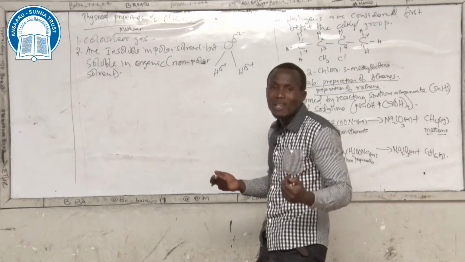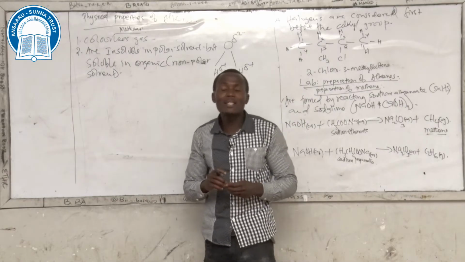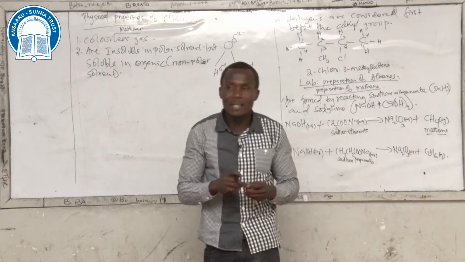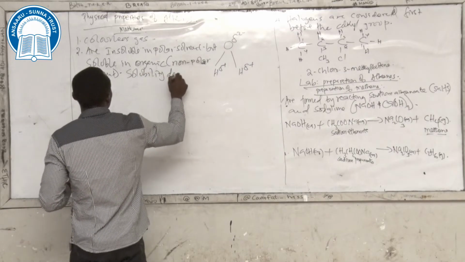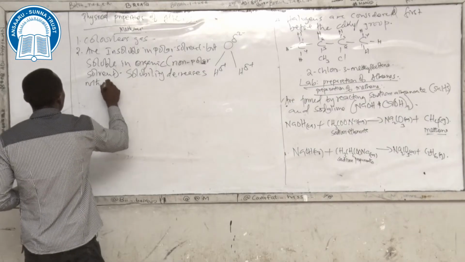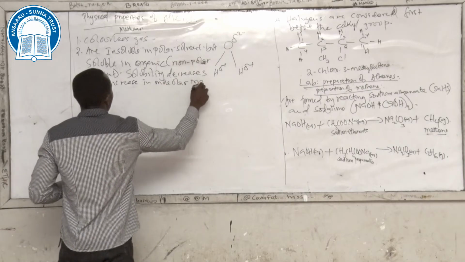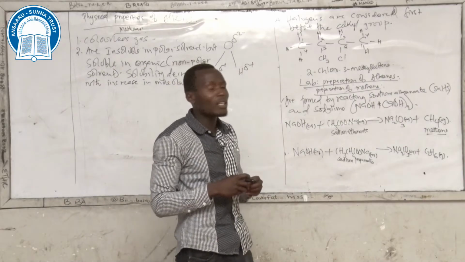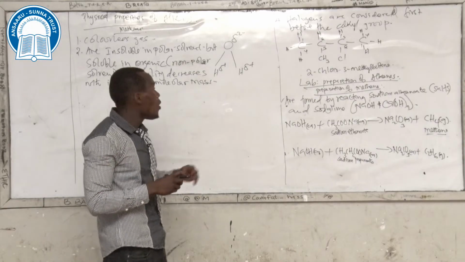Now, how about trends in alkanes? You will find that the solubility of alkanes decreases down the group as the molecular mass increases. So we say solubility decreases with increase in molecular mass. As the molecular mass increases, it means that the density also increases. Therefore, this results in a decrease in solubility in alkanes.